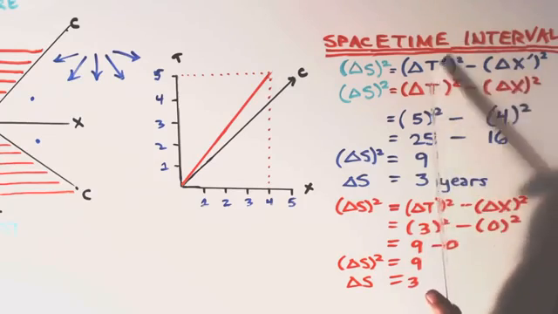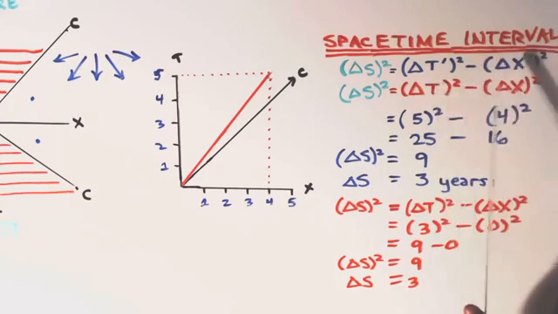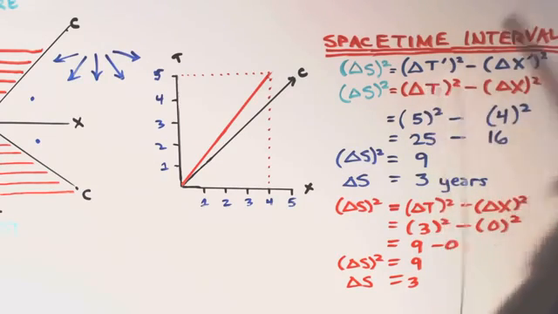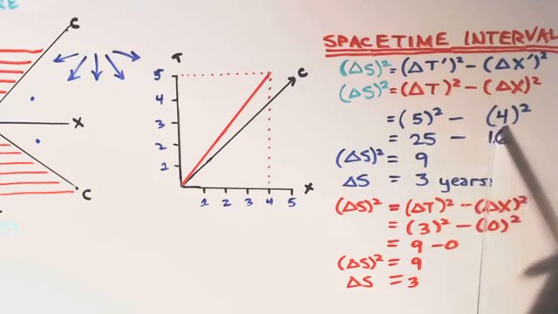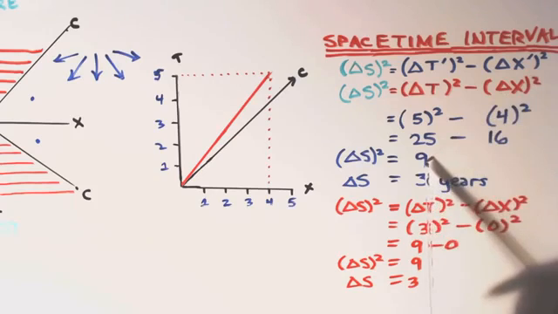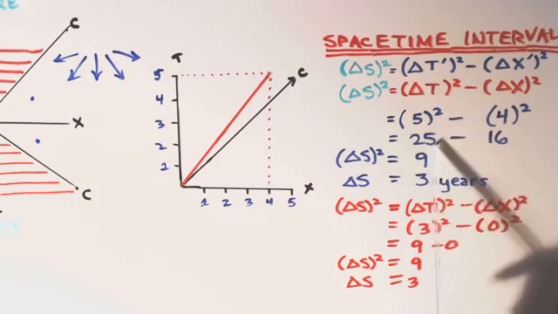This is where I messed up, because the T should be here and the X should be over there. You should switch them around. But anyways, either way, you're going to get a difference. The difference here is 9. Whether it was 16 minus 25 or 25 minus 16, it's still 9. The negative or the positive tells you whether the two people can affect each other.